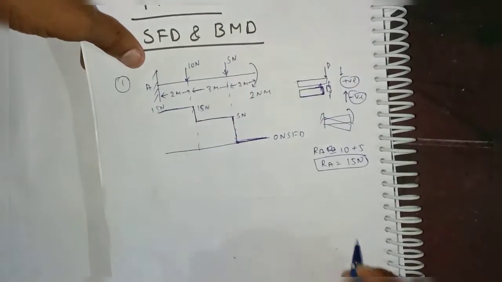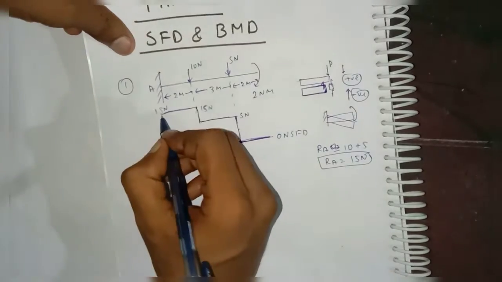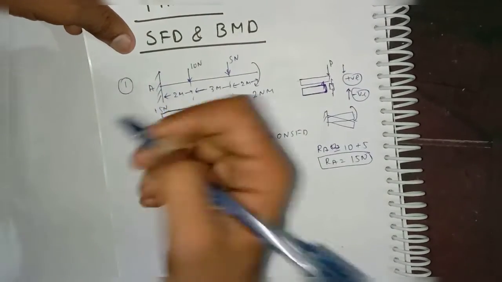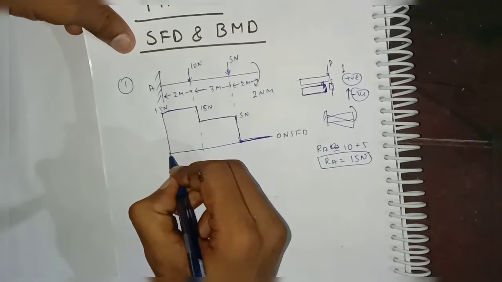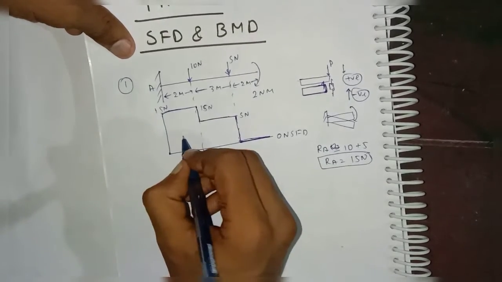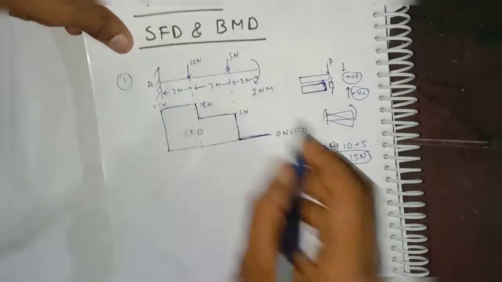And see, up to here how much? 15 Newton, right? Up to here 15 Newton. To balance this beam, the reaction will generate like minus 15 Newton. Okay, so that's why we are getting here 0 SFD. So this is your SFD for this diagram.